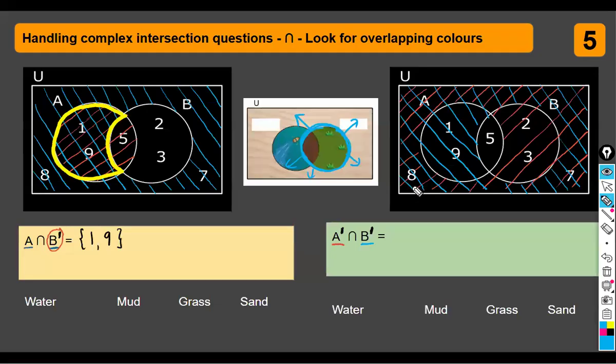Which area has both colors? You look, the 1 and the 9 only have blue. The 5 has no colors. The 2 and the 3 only have red. But look carefully. In the sand region, where the 8 and the 7 live in, the 8 and the 7 have both colors. So that's the answer for that one. A complement intersect B complement is 7, 8. Okay.